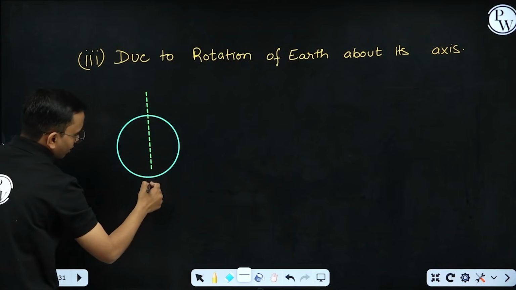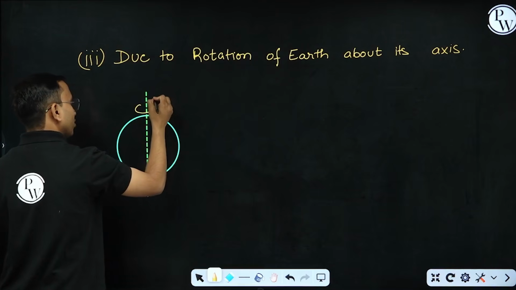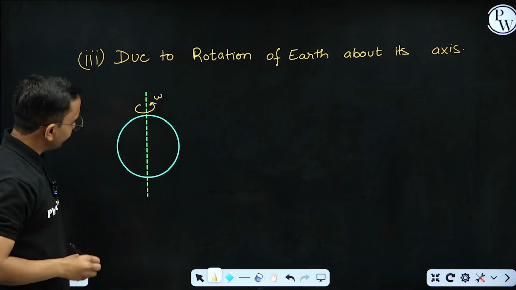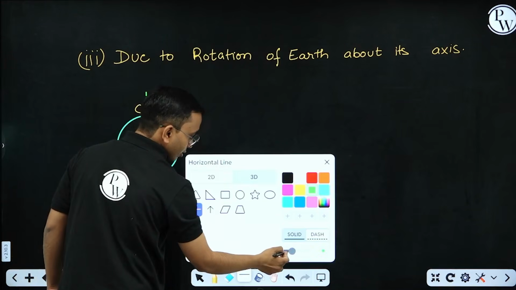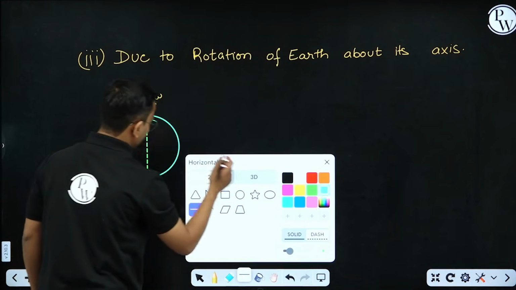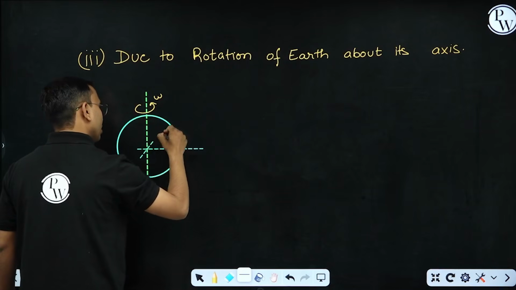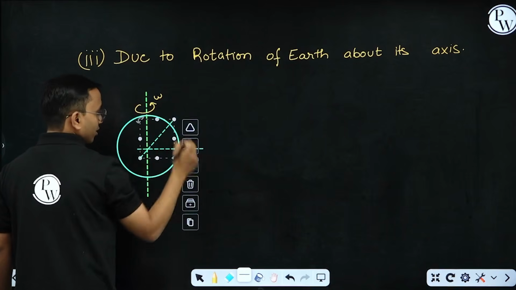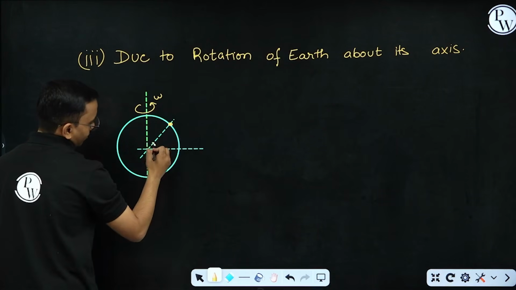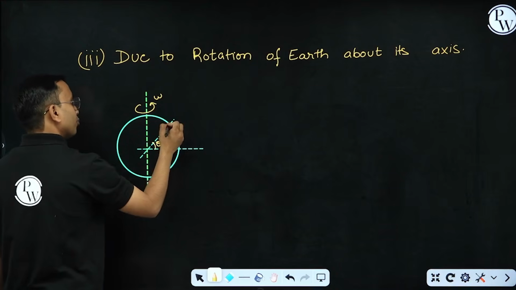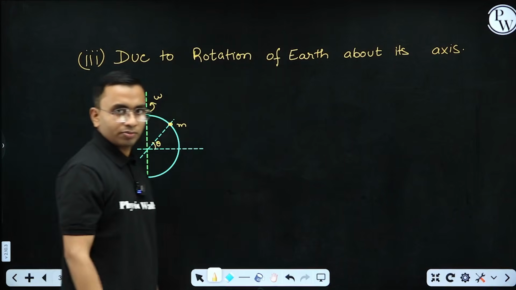This is the axis of the Earth, and it is rotating with angular velocity omega, like this. Now, consider a point at a certain angle theta here. At this angle theta, I am putting my mass m. Now let us find the total force on this mass m.